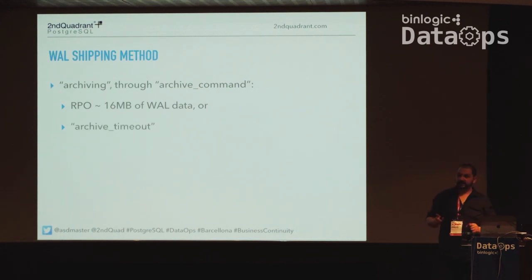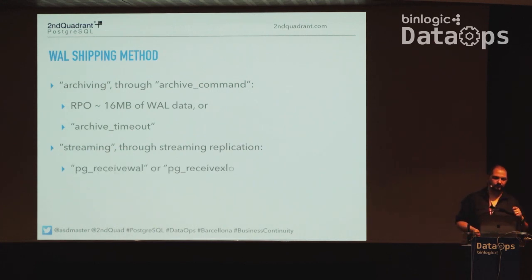Another important thing: the WAL file is closed when it reaches 16 megabytes or when it reaches an amount of time that is defined in the archive_timeout option, for example, every 5 minutes. So if you don't write 16 megabytes of transactions, anyway, every 5 minutes a WAL is closed and sent to Barman in this case. Or we can use the streaming technology.